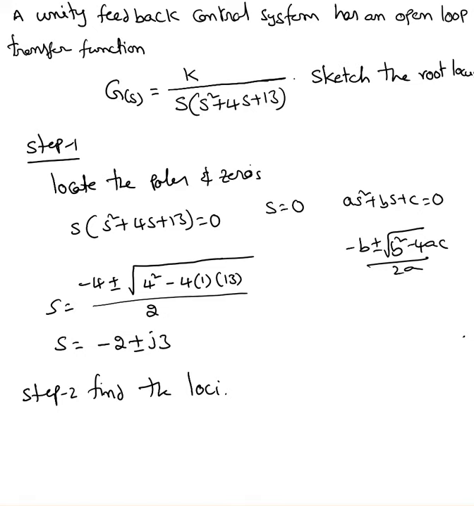Here is the next example in the root locus method. The given question: a unity feedback control system has an open loop transfer function G(s). He's asking to sketch the root locus. So basically you have G(s).